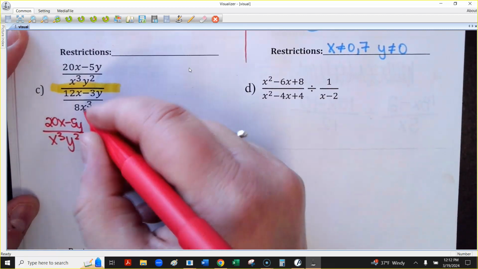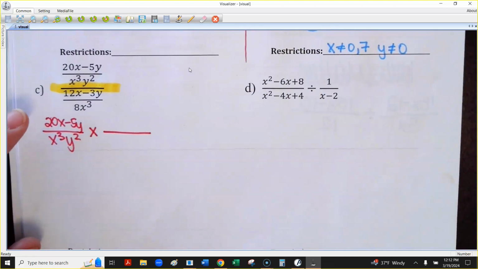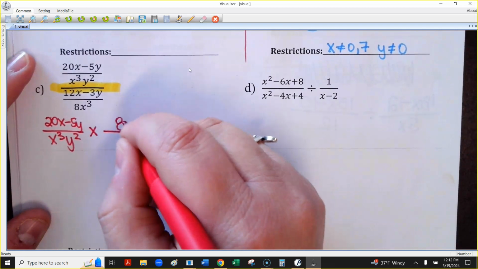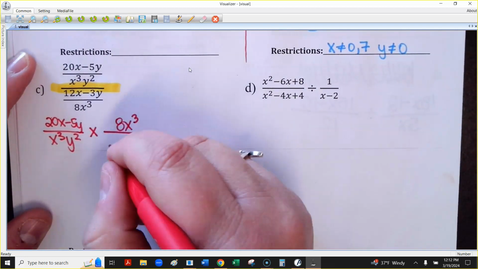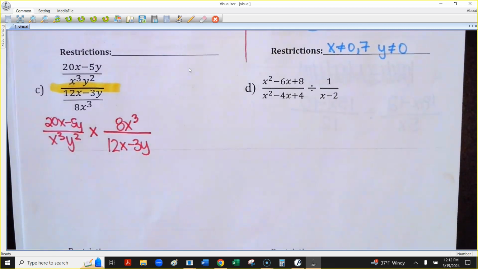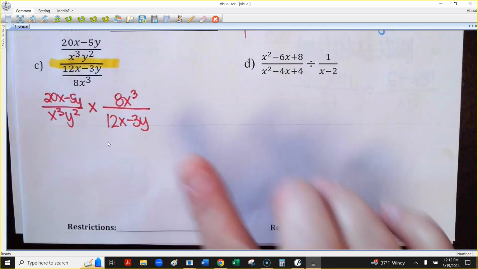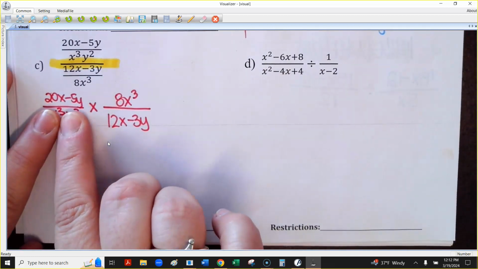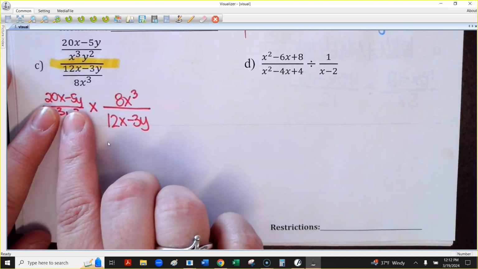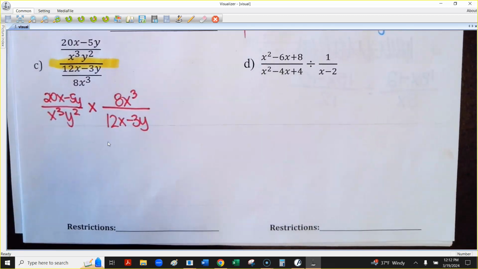I'm going to flip this over as I go. So the denominator there, the 8x cubed, would go on the top when I flip it over, and the 12x minus 3y would go on the bottom. We're just going to see if we can factor. This is a little weird because I have x and y. If you look at that first fraction, though, do 20x and negative 5y have anything in common that you could factor out? 5. Yeah, even though the letters are different, you can take out a 5.